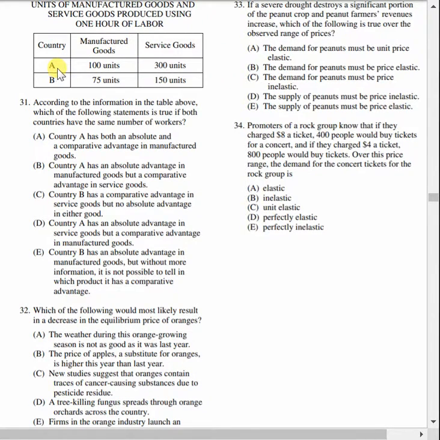So country A can make 100 units of manufactured goods and 300 units of service goods. So we see that you can make a ratio of 1 to 3. So for country A, one manufactured good is equal to 3 service goods because they're in the ratio of 100 to 300. Now country B, you can see the ratio is going to be one manufactured good for every 2 service goods because the ratio at country B is 75 to 150 or 2 to 1.